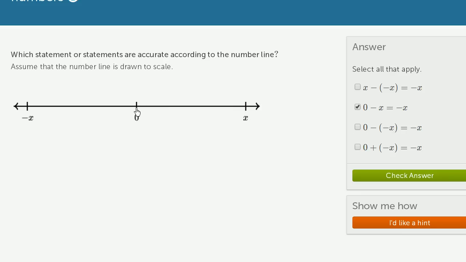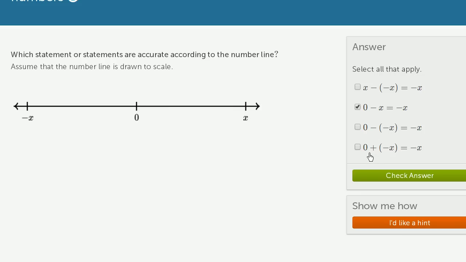So normally if you're going to subtract a positive, you'd move to the left. But if you're subtracting a negative, now you move to the right again. Subtracting a negative is the same thing as adding a positive. So this simplifies to 0 plus x. And 0 plus x will get you to x, not to negative x. So that one is not true.